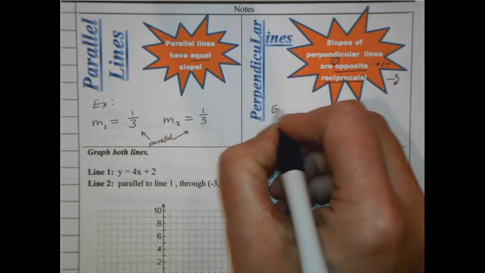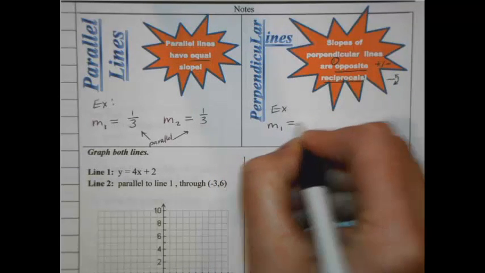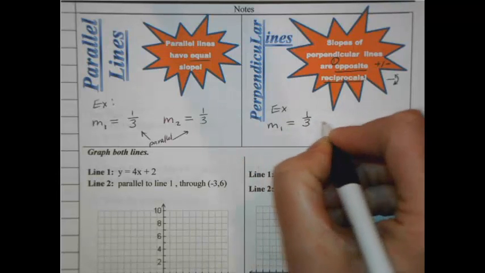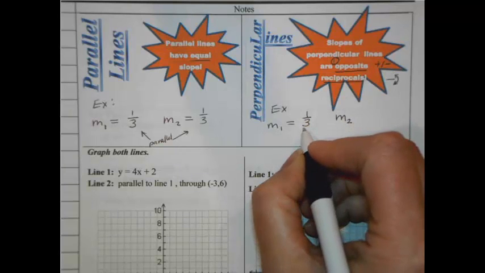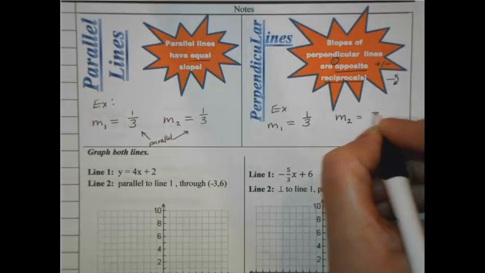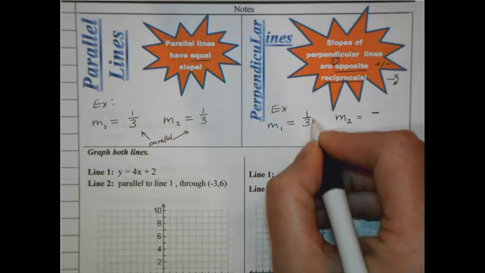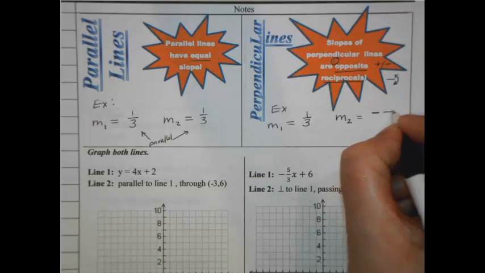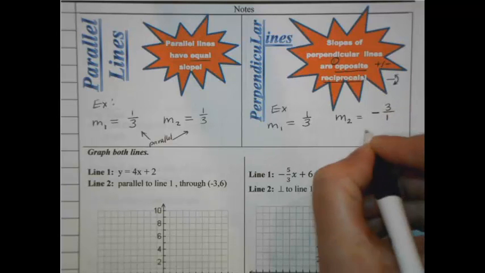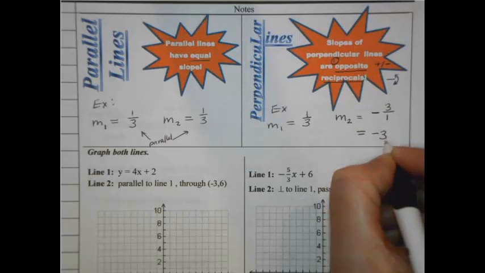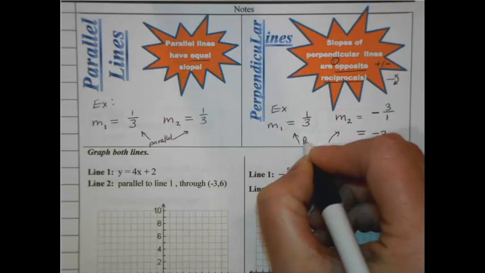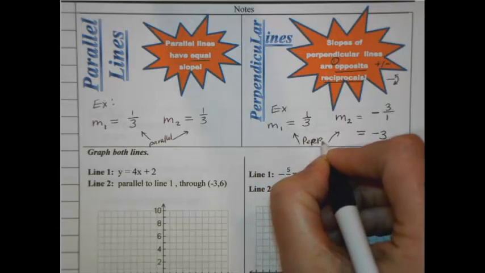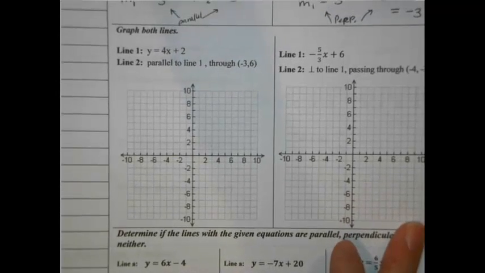Quick example here. If one slope is equal to 1/3, then the other slope has to have two things happen to it. I need to change the sign. So since this is positive, I'm going to make sure my other slope is negative. And I'm also going to take the reciprocal, flip that around, and it's going to say negative with 3 on the top, 1 on the bottom. Better way to say that is -3. So that would mean that my lines will be perpendicular. Okay, so let's take a look at how to graph this, putting some ideas together.